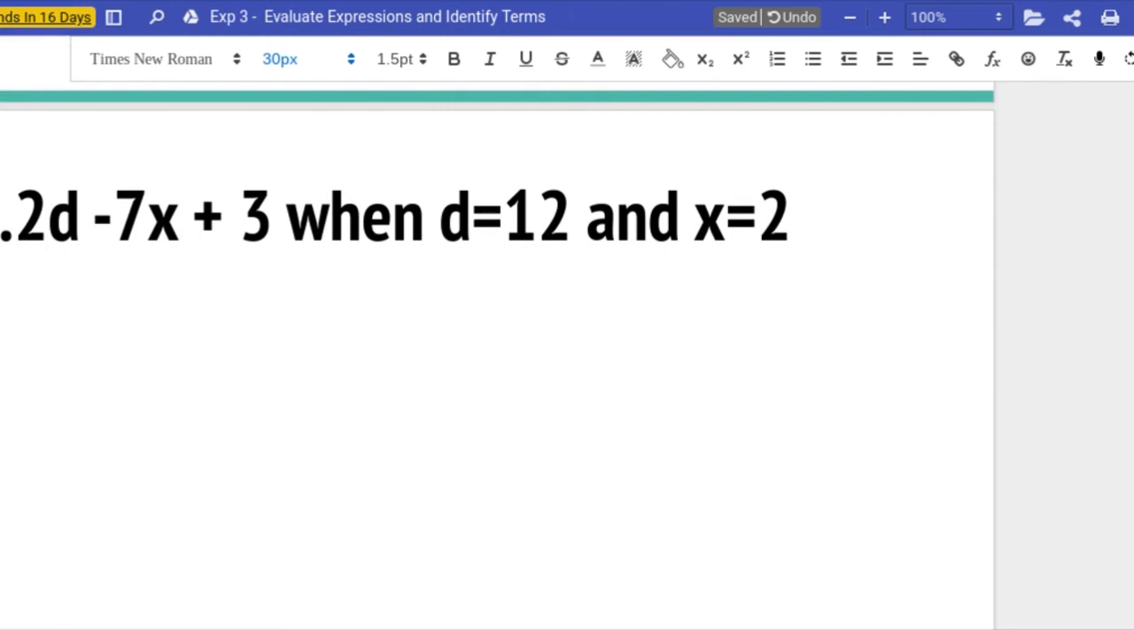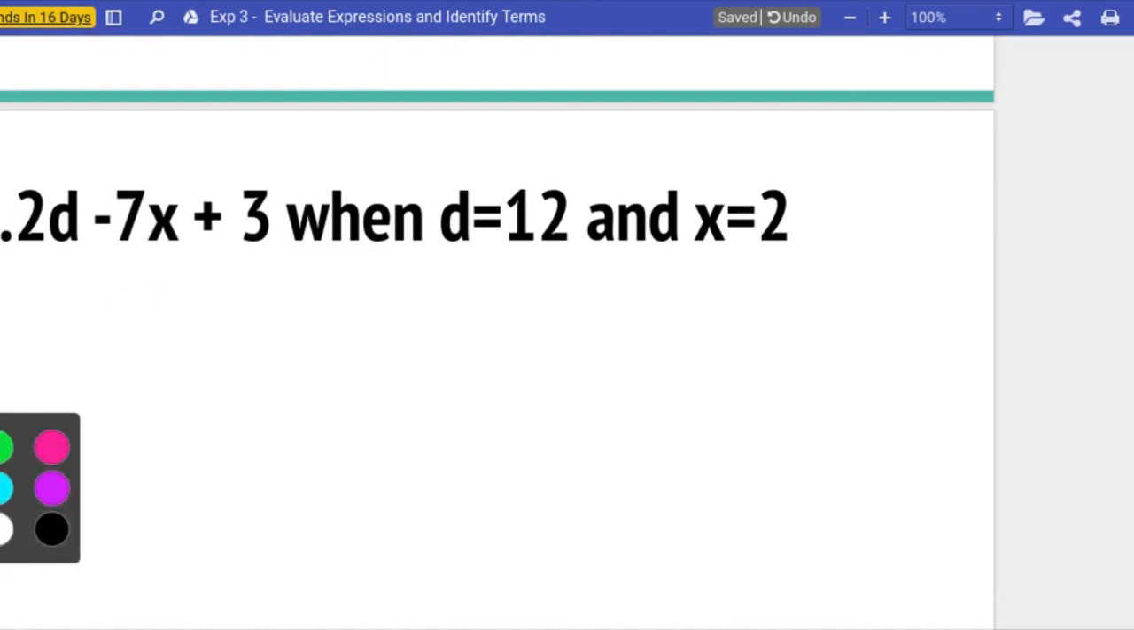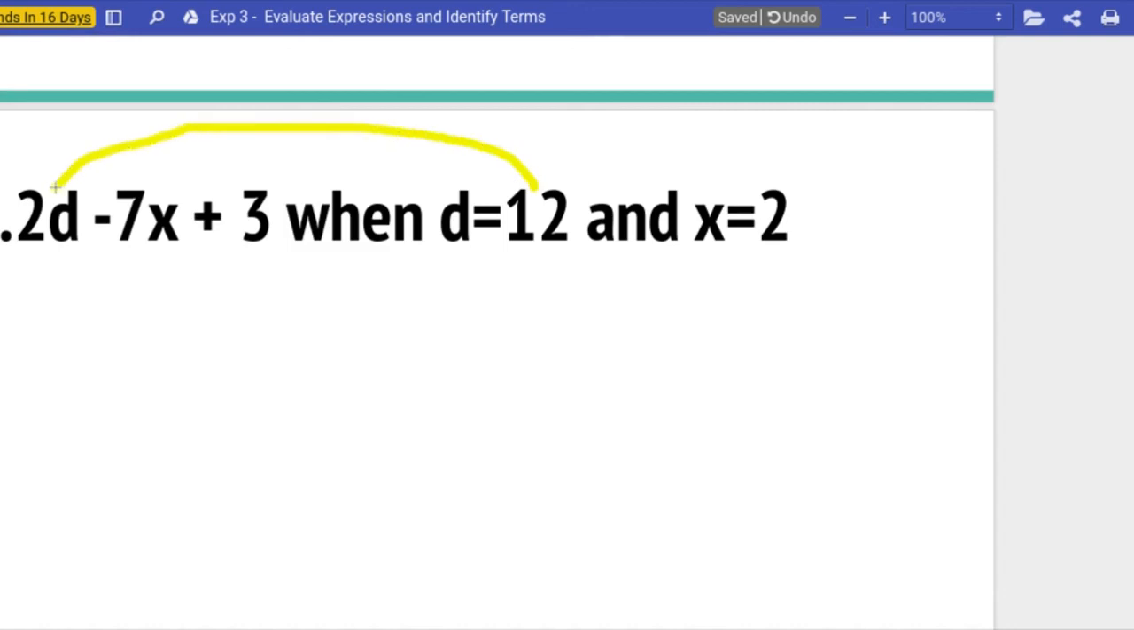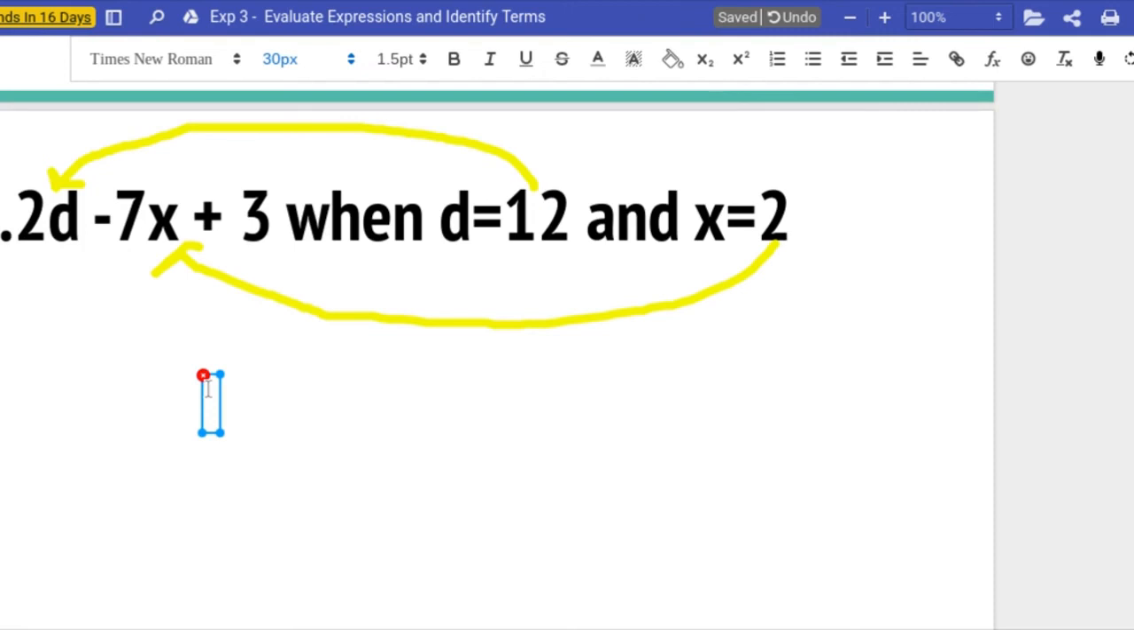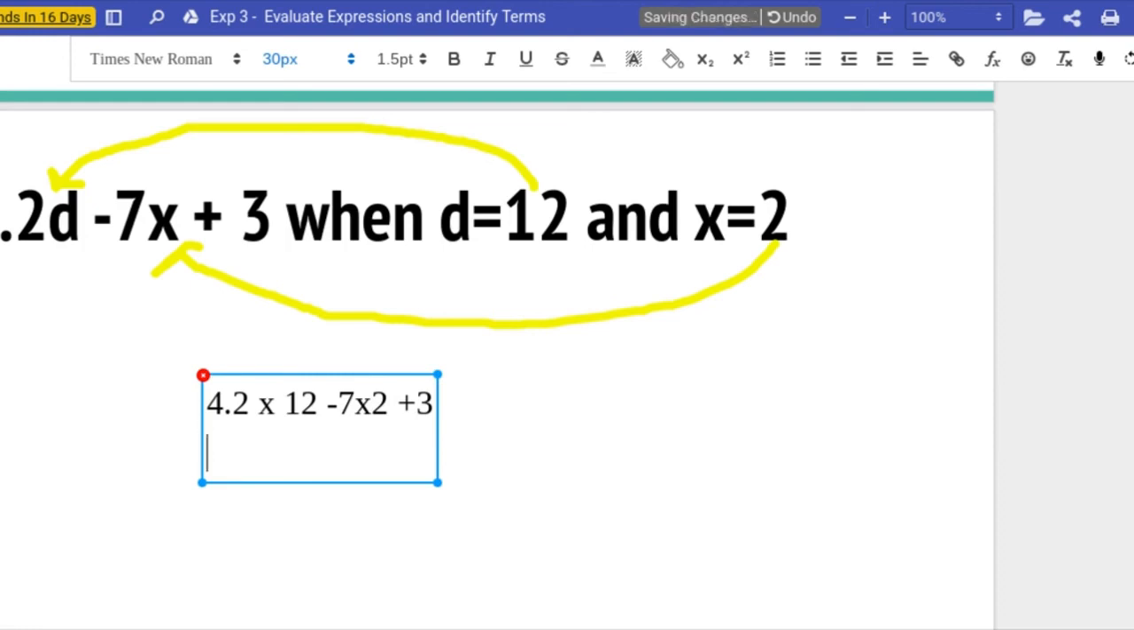Okay, this one adds a little bit of decimal operations into this. So we have to remember what we've already learned in number systems in dealing with our decimals. But otherwise, it's exactly the same. We're going to substitute that 12 in for D, and we're going to substitute this 2 in for X. And then we're going to follow our order of operations and we're going to solve. So I have 4 2/10 times 12 minus 7 times 2 plus 3. So 4 2/10 times 12 is what we are going to be doing first.